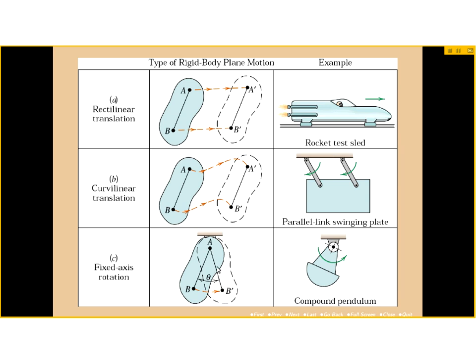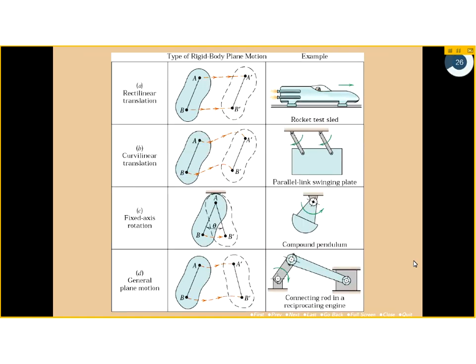Please also note that you can have fixed axis rotation about an axis that does not even go through the body. It's quite possible that the fixed axis of rotation could have been sitting somewhere at the top here, and in that case the point A would also have moved along a circular trajectory just like the point B. So for fixed axis rotation, it's not a requirement that the axis of rotation should actually be intersecting with the body. And then the last category is that of general planar motion.